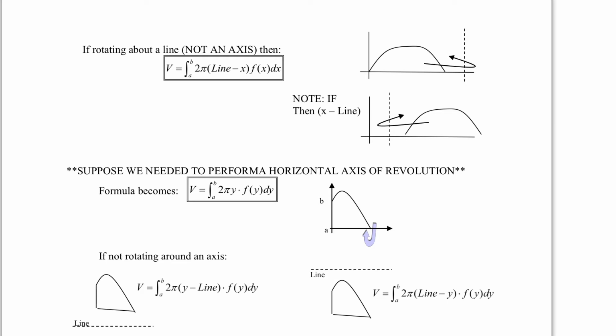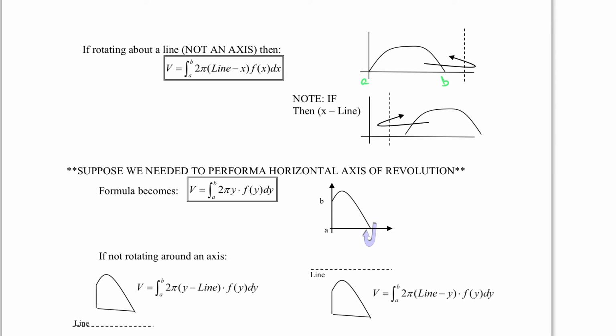So let's generalize this a bit. If you are rotating about a line, not an axis, you're going to say the integral from A to B. Right here, let's indicate these. This is A, there's B. And in this case, it'll be 2 pi, this line minus x, f of x dx. Now note, if your curve is on the other side of the line, you're going to say x minus the line, because the line will be smaller. So you're just basically saying bigger minus smaller.